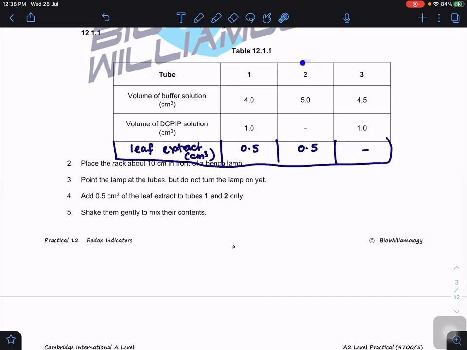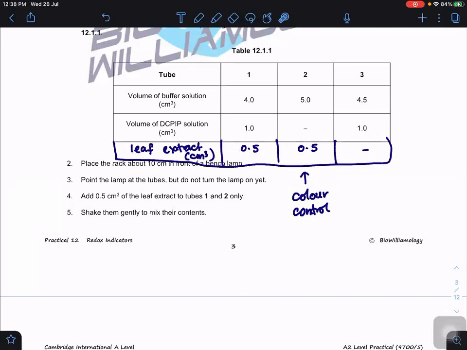So what is the function of tube number 2? Can you see that tube number 2 has no DCPIP? This means it is the color control. So at the end, I should get a final color similar or the same as tube number 2.